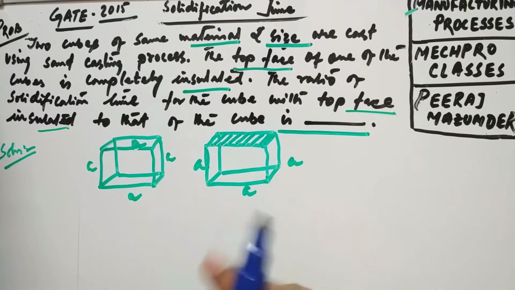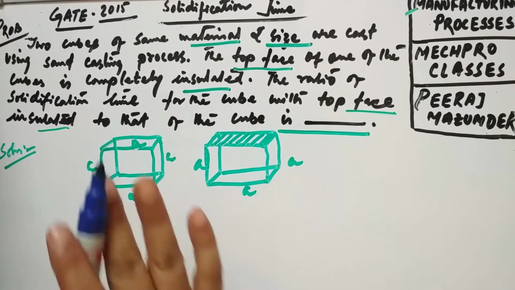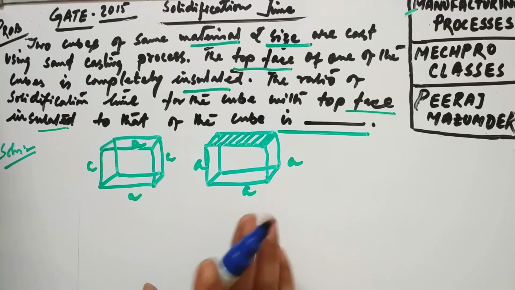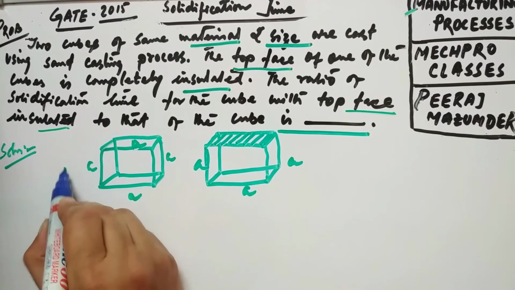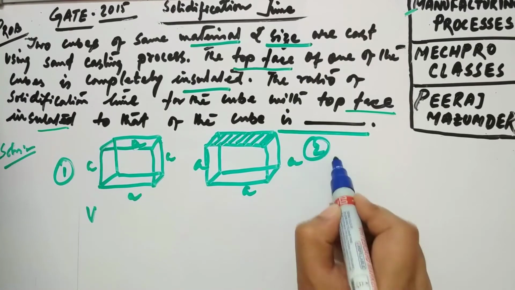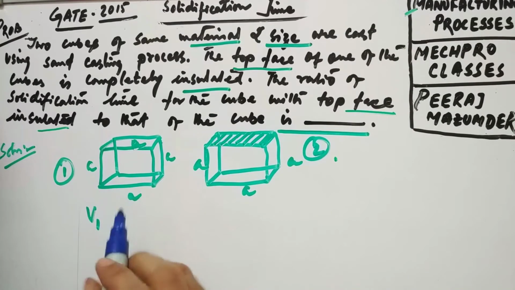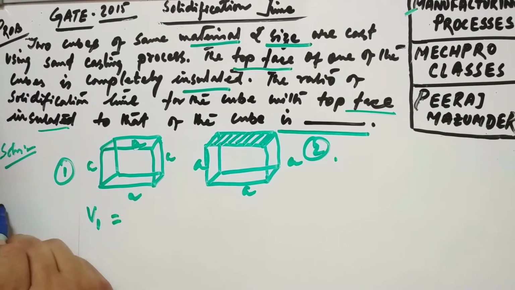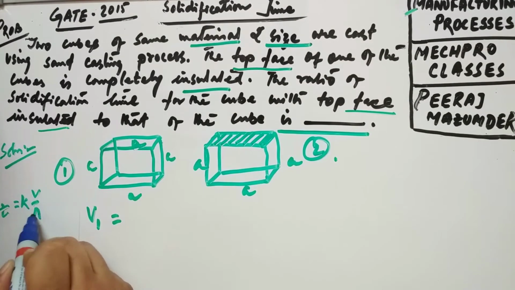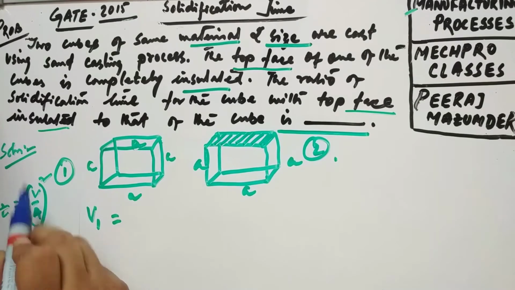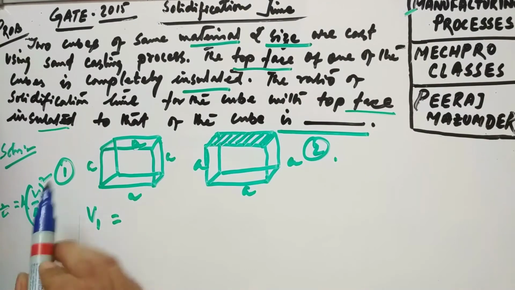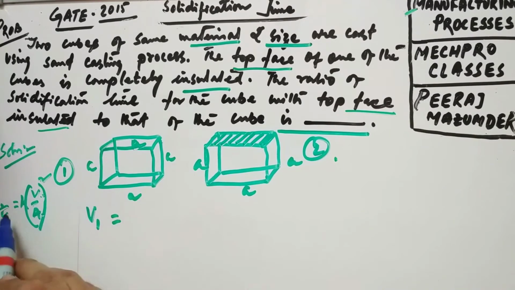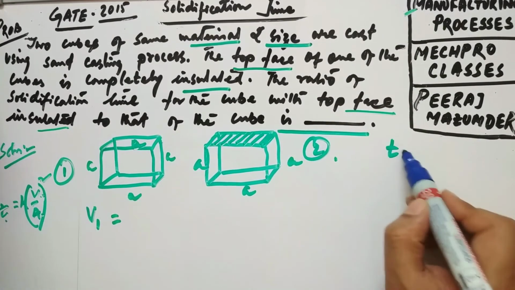Okay, now look, the same thing we are going to apply that I applied previously. Look, for volume, say this one is the first one and this one is the second one. So for the first cube, V1, I can write, we are going to apply the formula as you already know, T equal to K into V by A whole square. K is the proportionality constant, V is the volume, A is the surface area. So we have to find the ratio, that is T2 by T1.